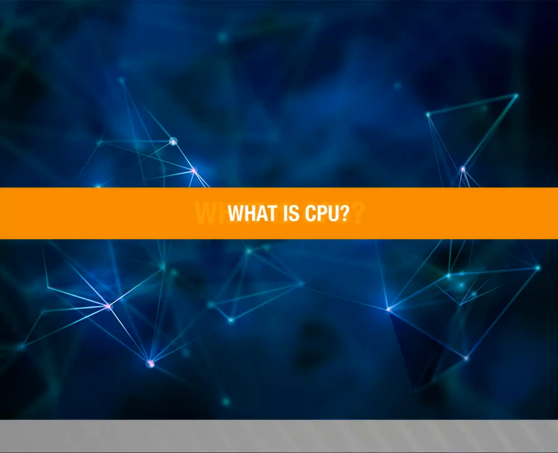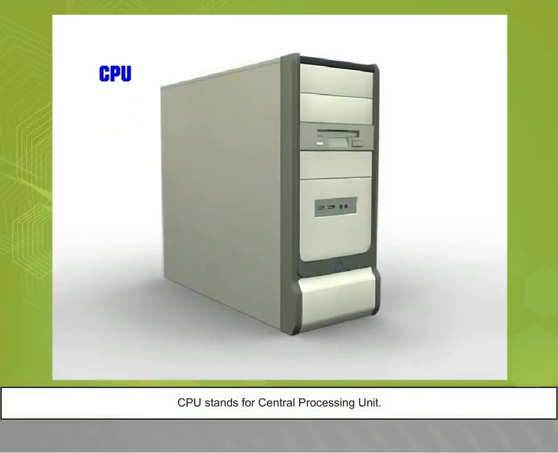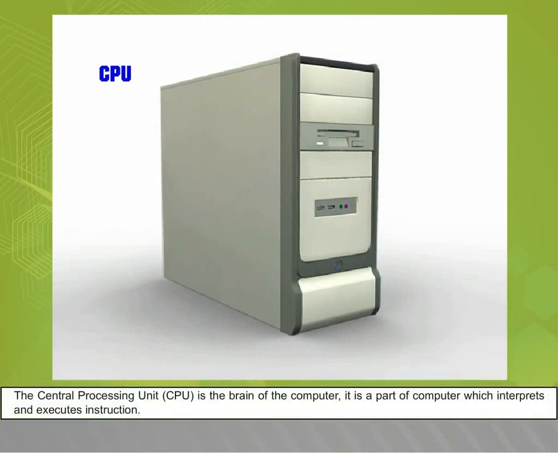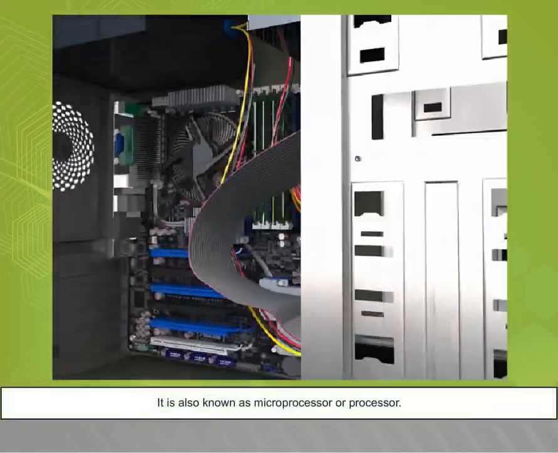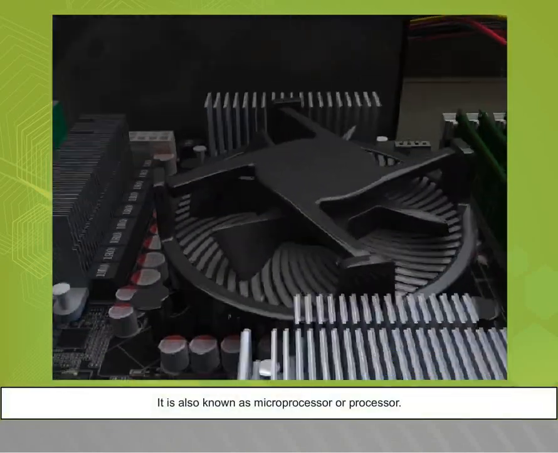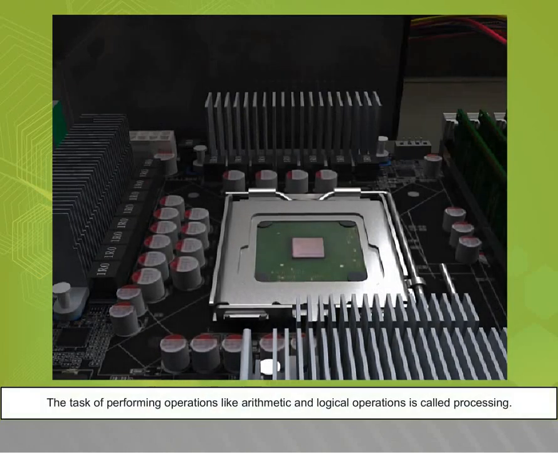What is CPU? In this video, we are going to see about the CPU. CPU stands for Central Processing Unit. The Central Processing Unit (CPU) is the brain of the computer. It is a part of a computer which interprets and executes instruction. It is also known as microprocessor or processor. The task of performing operations like arithmetic and logical operations is called processing.